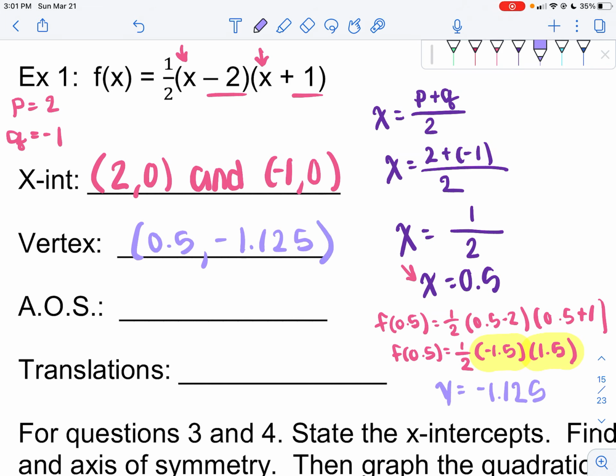1.125. Okay, remember your axis of symmetry goes through the vertex, and it is a vertical line. So we write our vertical lines as x equals, then we take the x value of that vertex. So how has the parabola moved from (0, 0)? Well, we look at our vertex and we see that it is a positive x value, so it's going to the right 0.5, and then since a negative y value, it is going down 1.125.